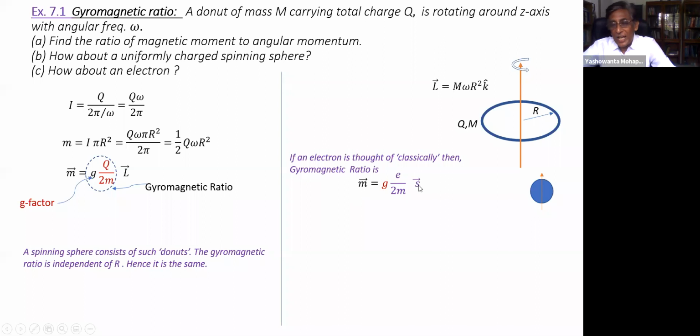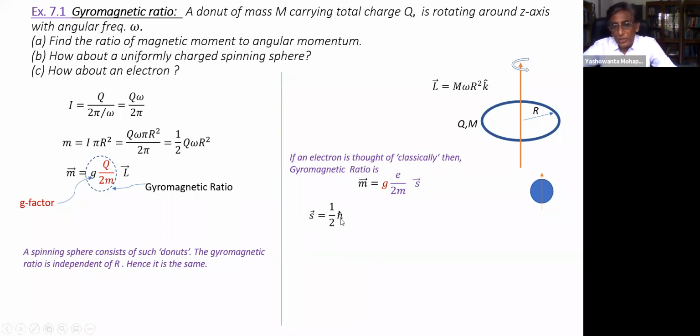Then G and S. You know what this S is? Spinning. This classically has no analog, so how much is this spin vector? It is h cross by 2. You know that from your earlier modern physics. So h cross by 2.